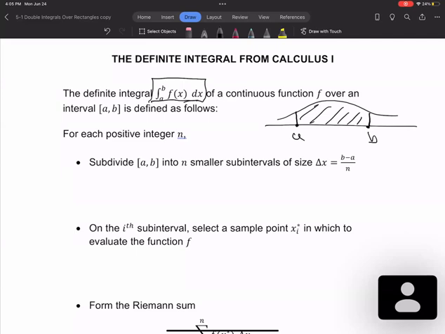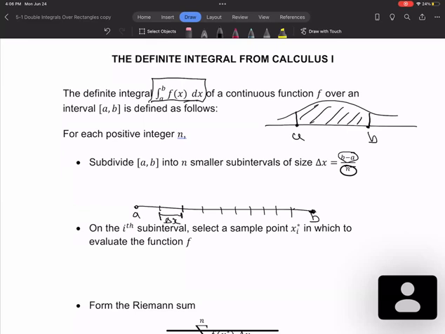And so what did we do? We took ab and the difference b minus a divided by n, depending on how many intervals you want. Let's say n is 10, so you want 10 intervals: 1, 2, 3, 4, 5, 6, 7, 8, 9, 10. And this guy was called delta x.